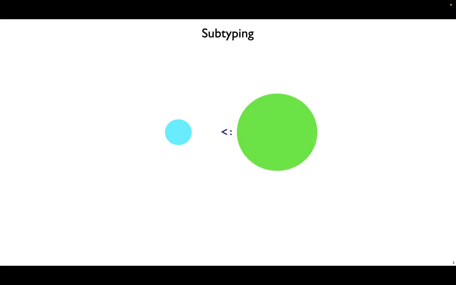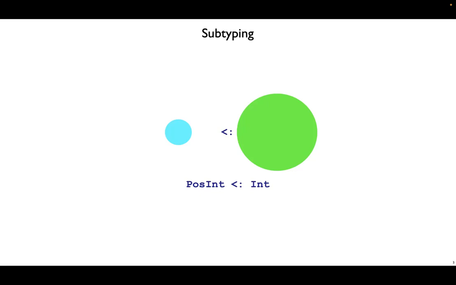Subtyping is a relation between two types, and it captures the idea that one type describes a smaller set of values than the other type. For example, in Mo we have an int type, and if we were to add another type for positive integers, posint, then posint would be a subtype of int, because posint has the numbers 0, 1, 2, 3, and so on, whereas int has all those numbers and then also the negative numbers.